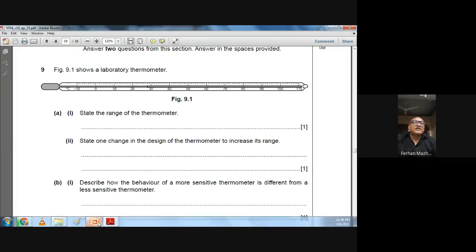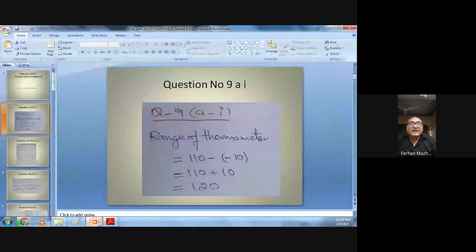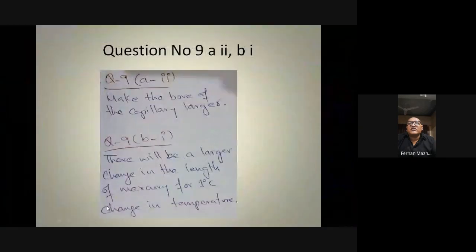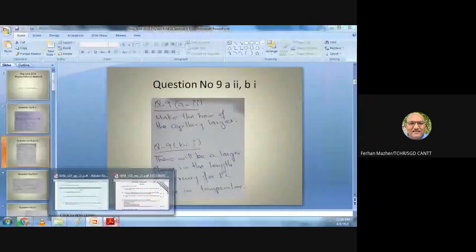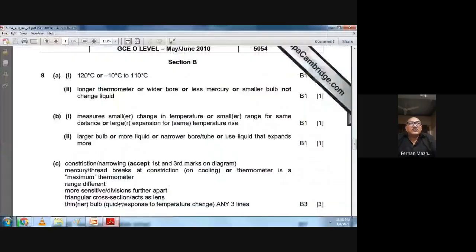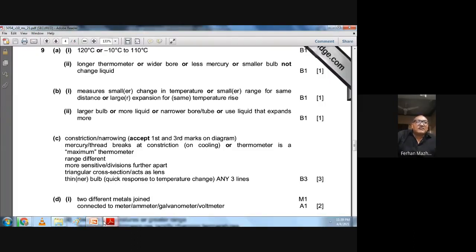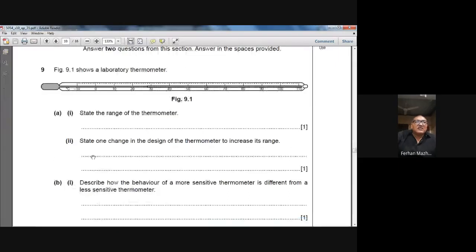I have written this answer. Let me show you my answer. And it says make the bore of the capillary larger. Okay, so let's check the marking scheme. What the marking scheme says: use a longer thermometer or wider bore or less mercury or smaller bulb. Do not say change the liquid. Because we have to change the design of the thermometer, not the liquid.